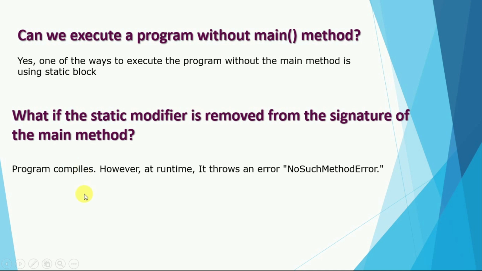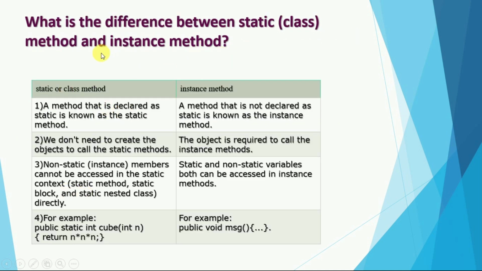Okay, next is, what is the difference between static or class method and instance method? A method declared as static is known as a static method, and an instance method is not declared as static. We don't need to create an object to call a static method, because it always relates to the class, not to the object. An object is required to call the instance method, and non-static members cannot exist in the static context. We need to use the static keyword for a static method, and don't need to write any static keyword for an instance method.